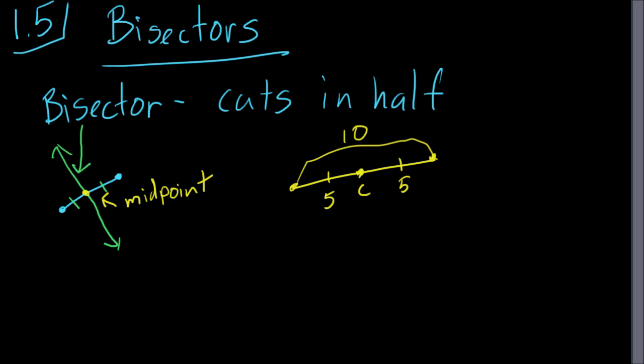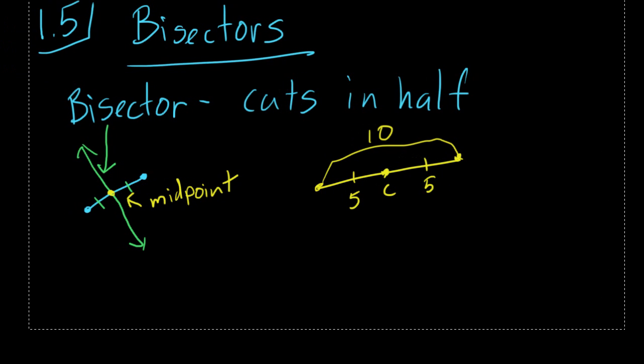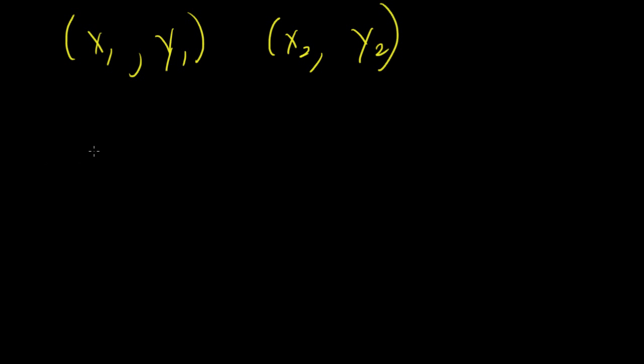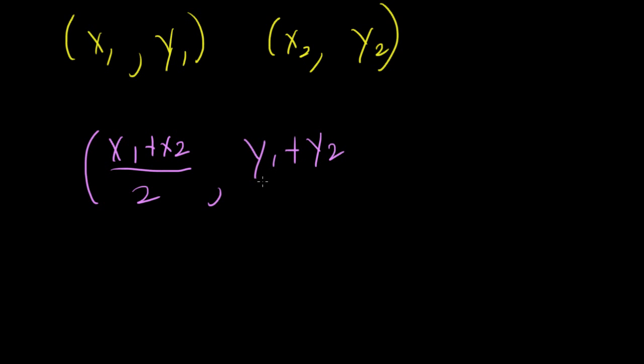We can find the midpoint between 2 points in the coordinate plane. And it looks like this. Say we have point x1, y1, and point x2, y2. We just use the midpoint formula to find it, and the midpoint formula looks like this. x1 plus x2 over 2, comma, y1 plus y2 over 2.